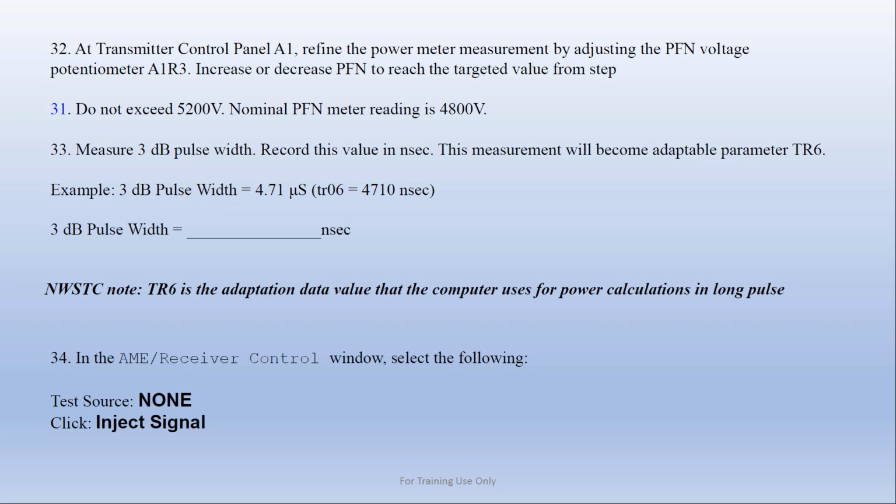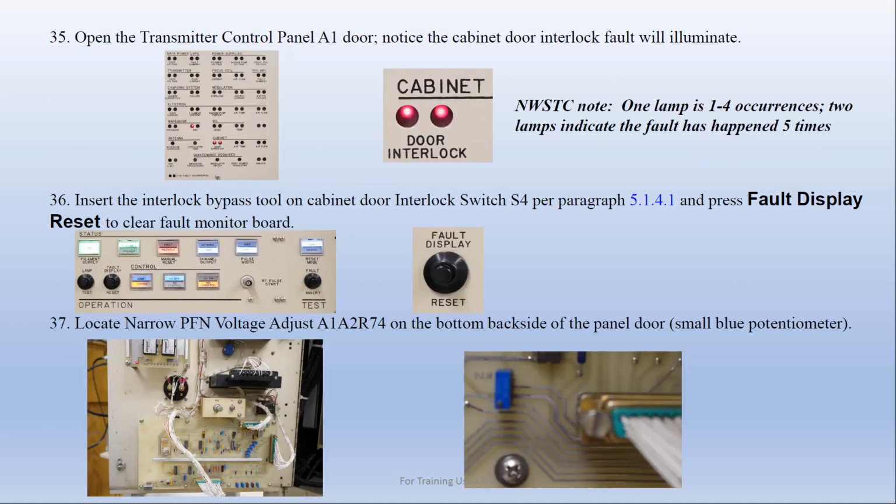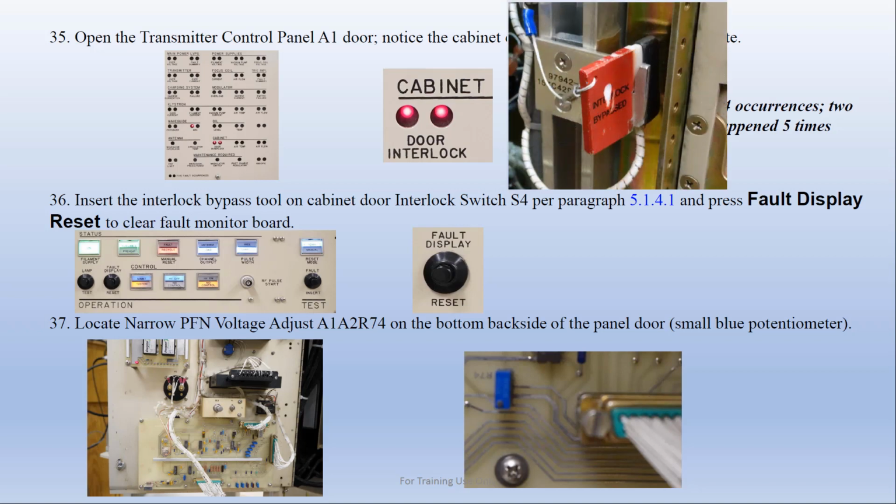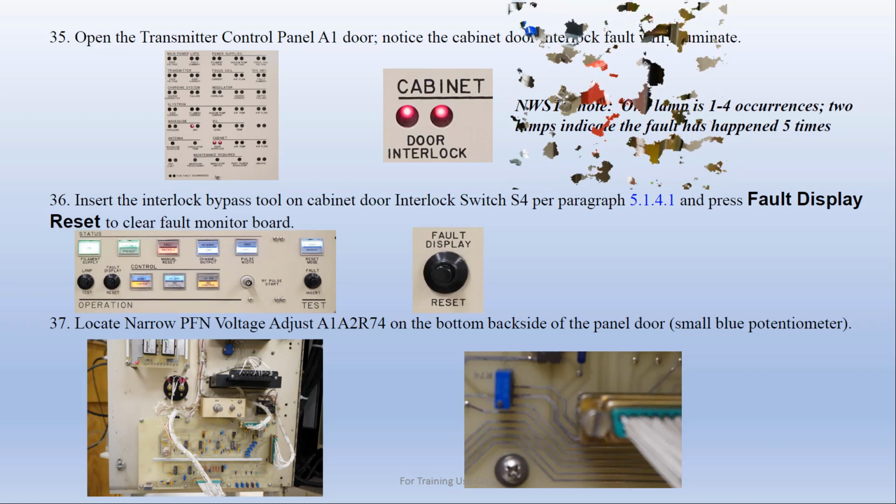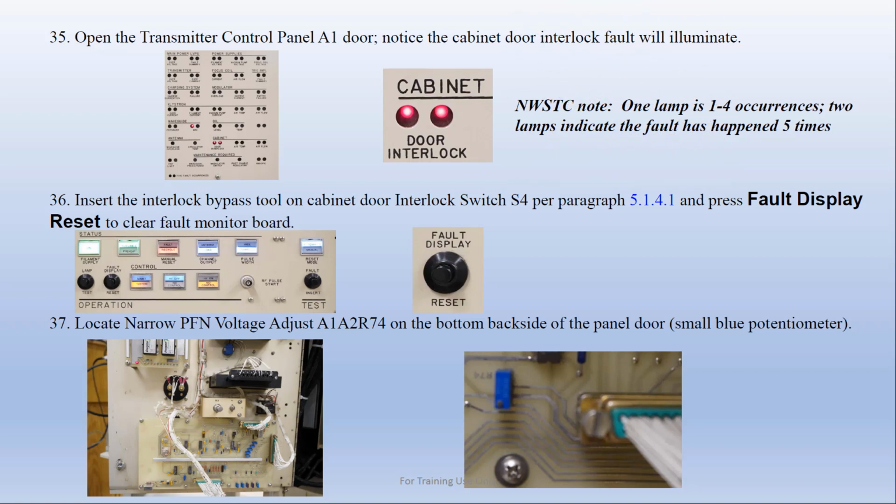Once you've got the correct power coming out of your four-way splitter, measure your 3 dB pulse width again, same way you did in short pulse, and this value will be our TR6 value. At this point, we'll turn our transmitter off by selecting Test Source None and Inject Signal. We're going to open the inner bay door on the left. When we do that, we're going to get an interlock alarm. That's normal.